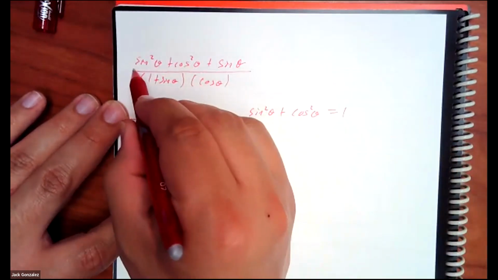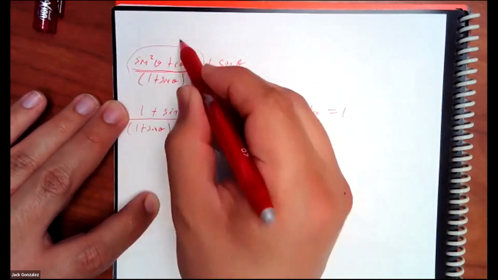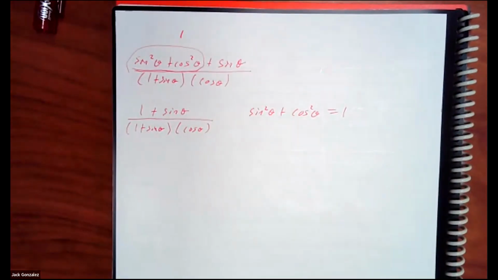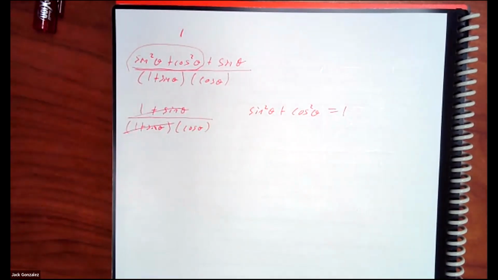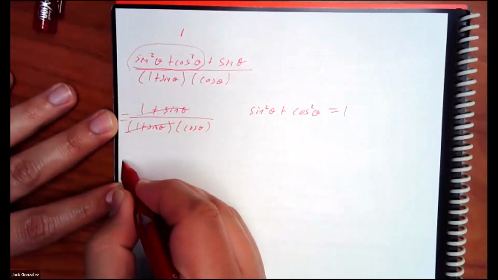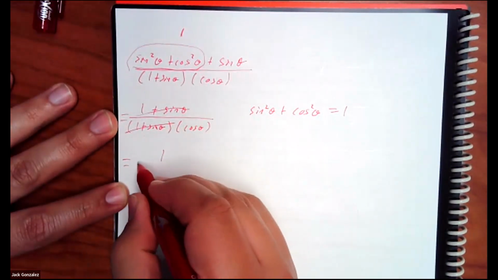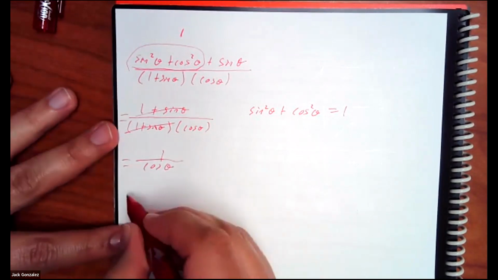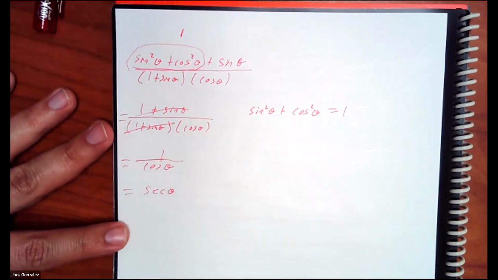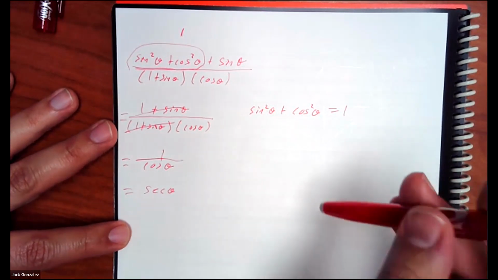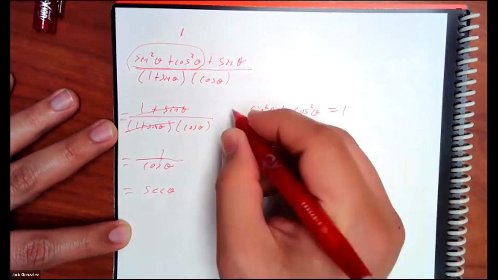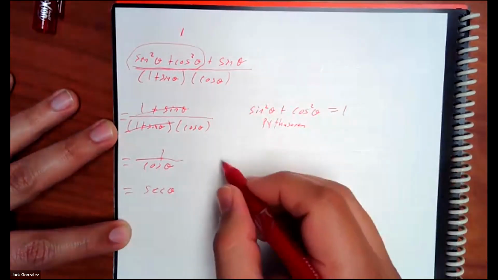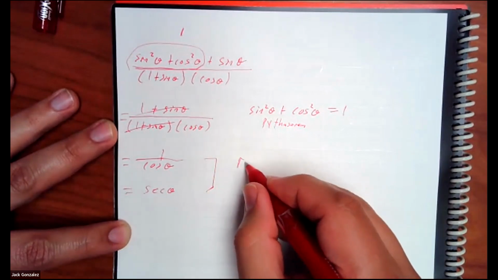So this right here is 1. But now notice that these cancel, right? So they're gone. One over cosine is secant. So that was Pythagorean, and reciprocal.